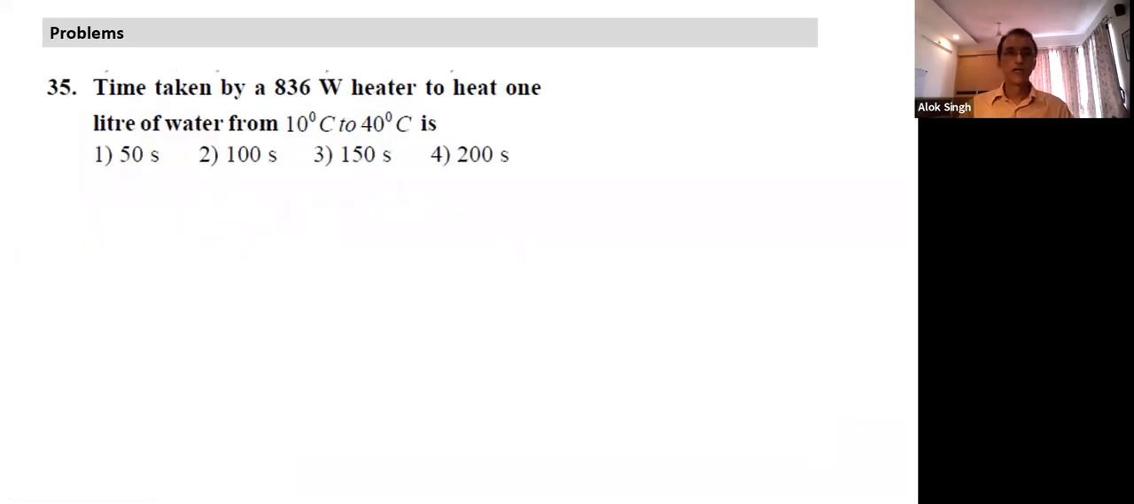Okay. What is the time taken by this heater to heat 1 liter of water from 10 degrees centigrade to 40 degrees centigrade? It's like a geyser. Even though it is not mentioned, we have to make an assumption: efficiency is 100%. This means whatever electrical energy is consumed, the entire electrical energy gets converted into heat energy.